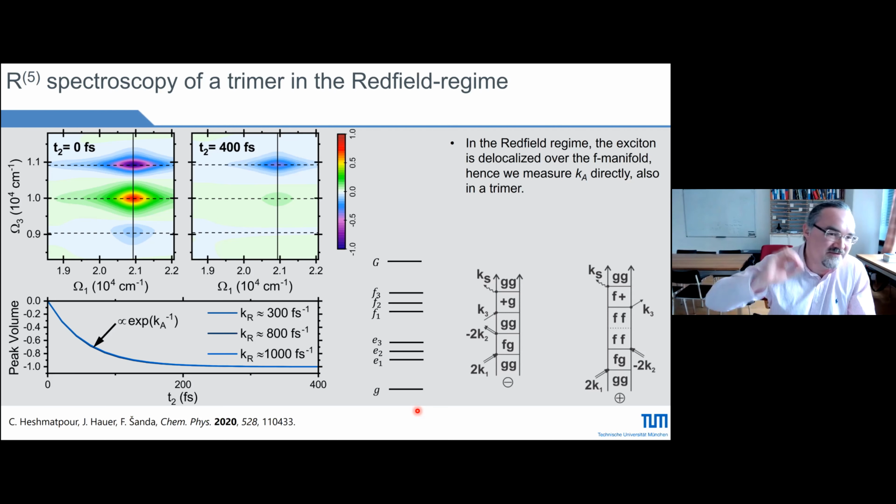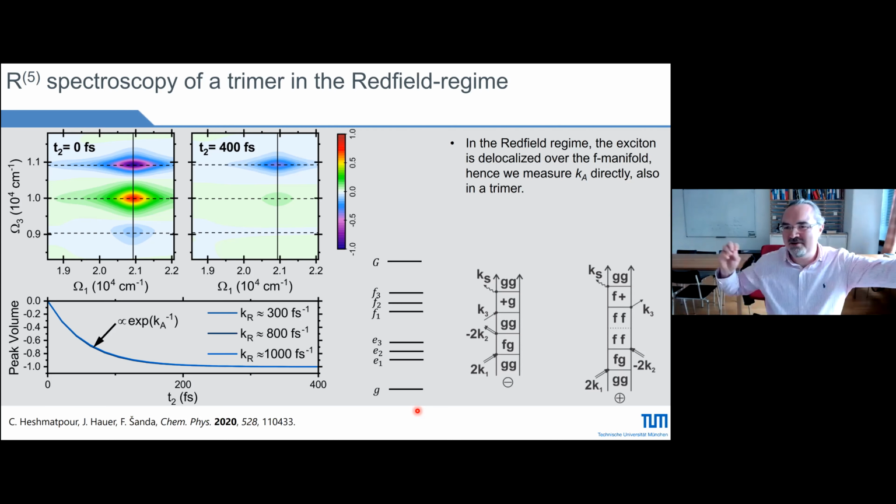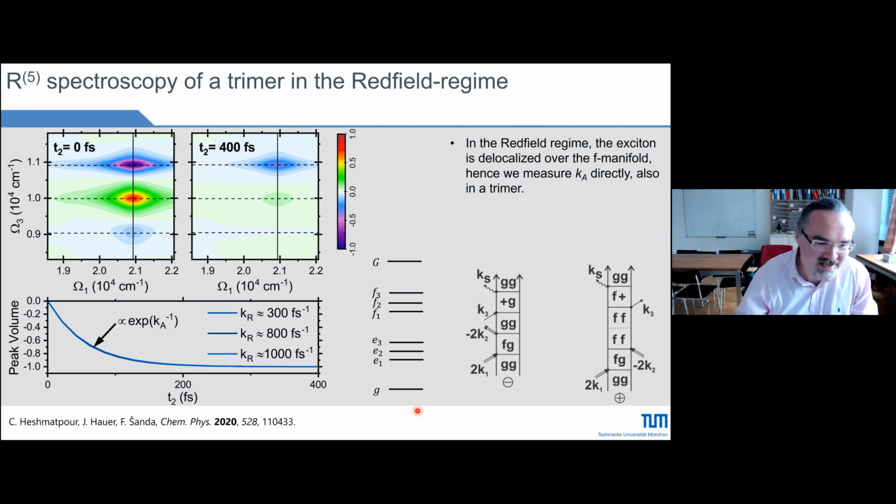Actually, we can take this a bit further. This will also still look like this if we have a linear homoaggregate. If you have a chain of monomers and they all point in the same direction, it will still look like this in the Redfield regime.